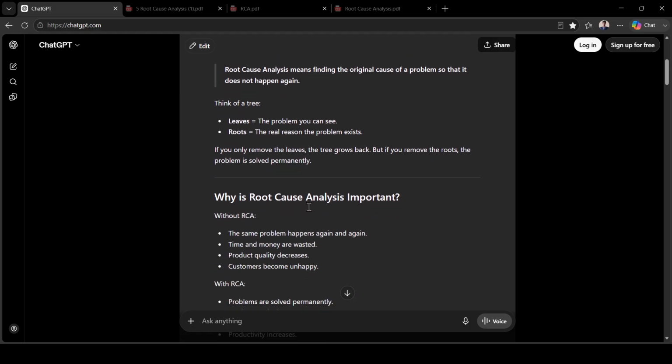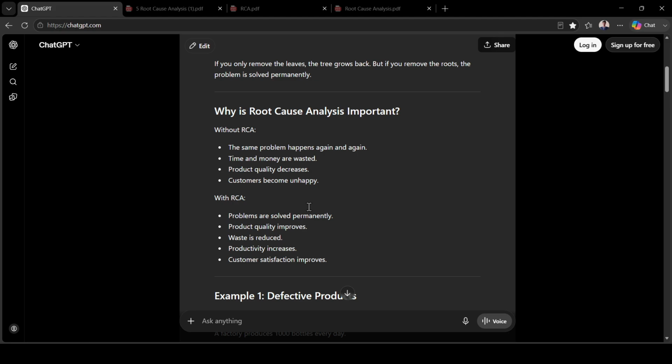Think of a tree. Leaves, the problems you can see. Root, the real reason the problem exists. If you only remove the leaves, the tree grows back. But if you remove the roots, the problem is solved permanently.